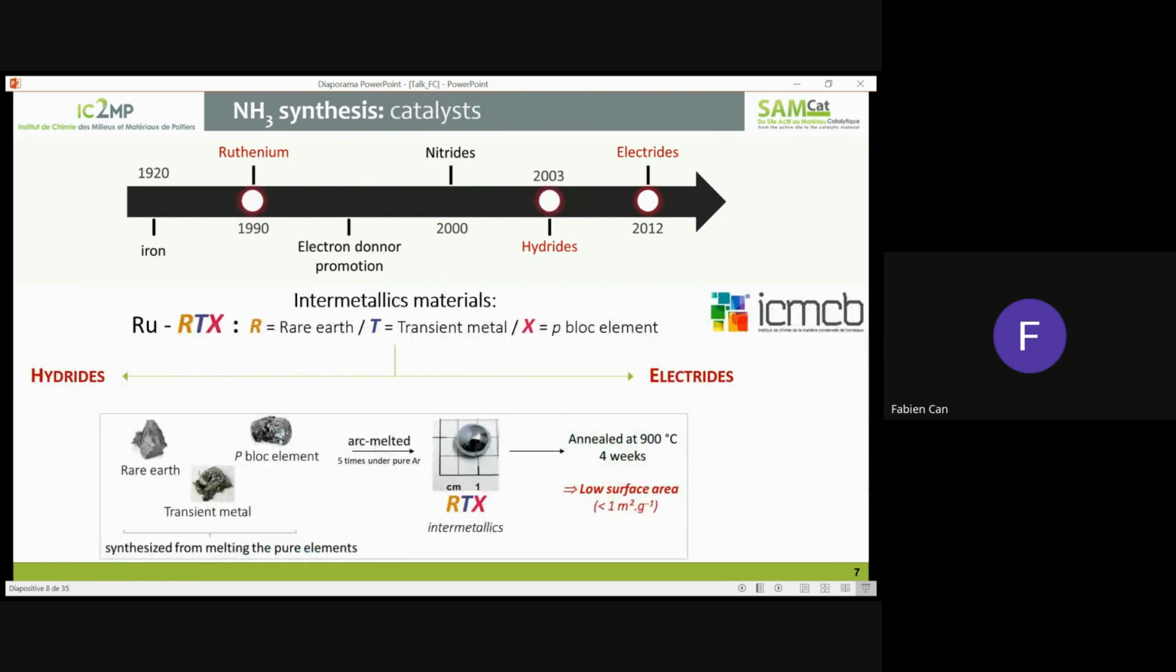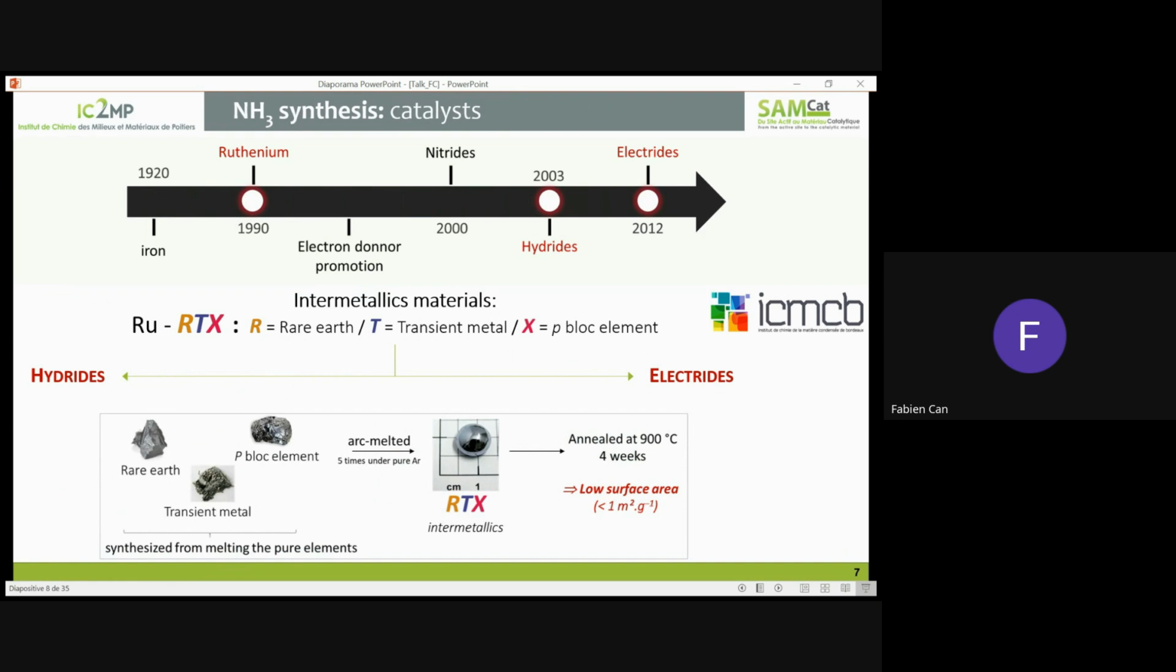So with this work, we will focus on this kind of catalyst. We use ruthenium supported on intermetallic samples. Intermetallics are so-called RTX samples, based on rare earth element, transition metal, and p-block element. These catalysts were prepared in collaboration with a lab in Bordeaux, in France, the ICMCB lab.